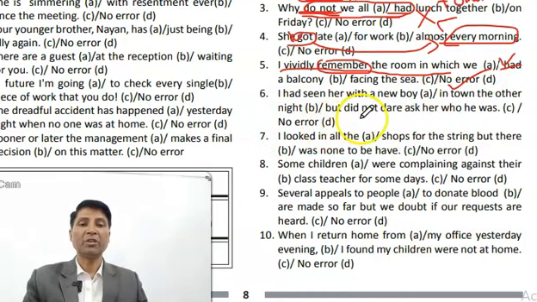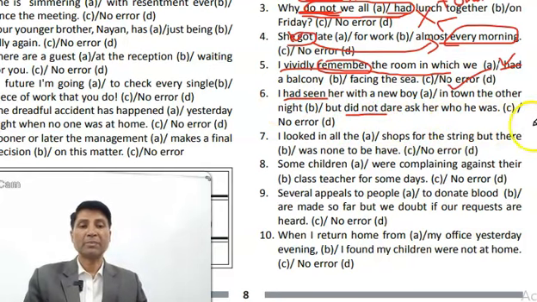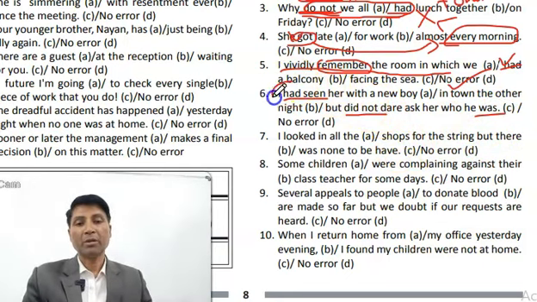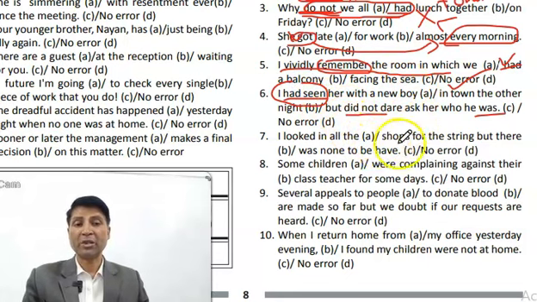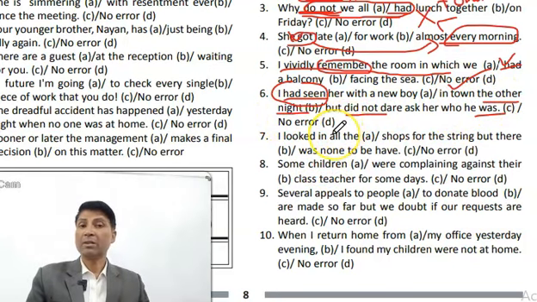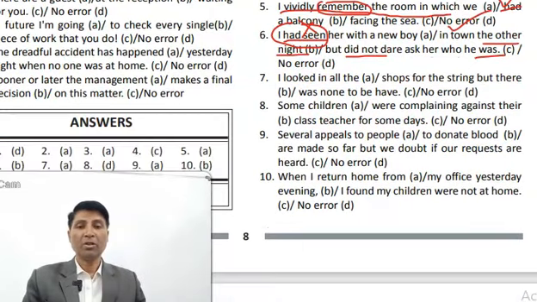Moving on to question number 6. I had seen her with a new boy in town the other night, but did not dare ask her who he was. There are 3 verbs in this. Had seen is in past perfect. Then did not dare, simple past. So we have to see whether this past perfect is correct or not. How can we see? To find out if there is a time reference word. There is a time reference word, the other night, and this refers to the simple past tense. So this had seen is wrong. In place of had seen, it should be saw.